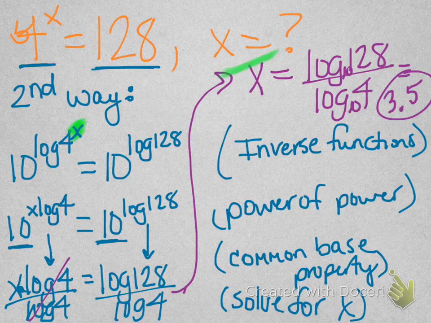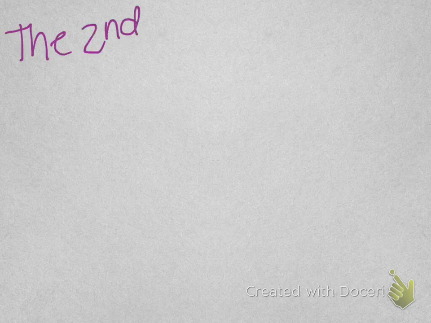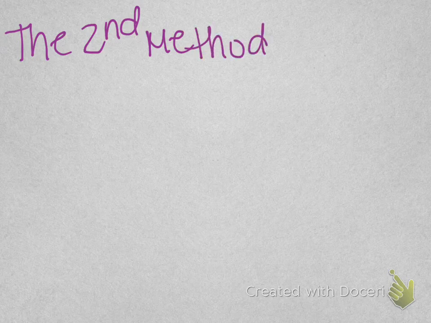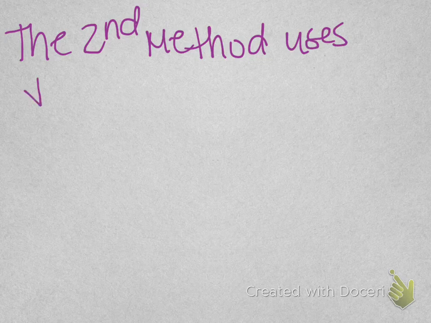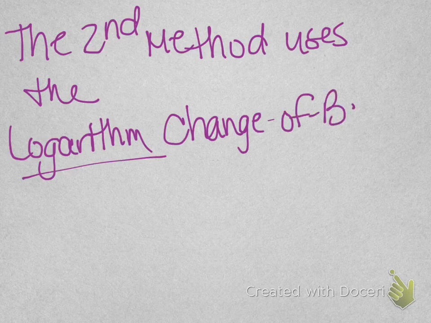This property here is actually a famous property. It's called the logarithm change of base property. So I'm going to just scroll over to the next slide. You pause and go back as necessary. So the second method uses the logarithm change of base property.